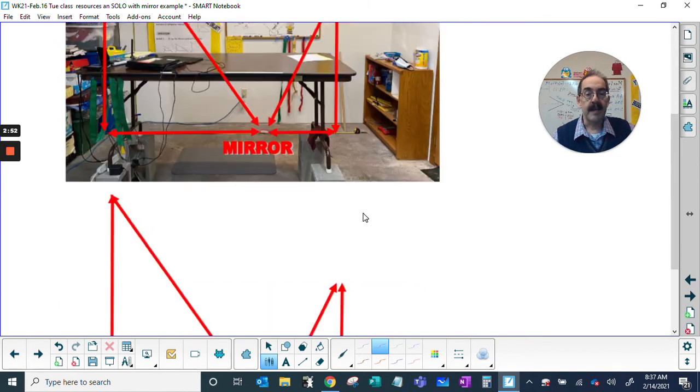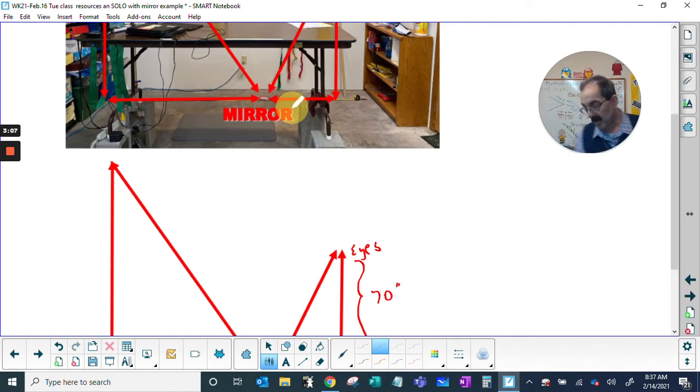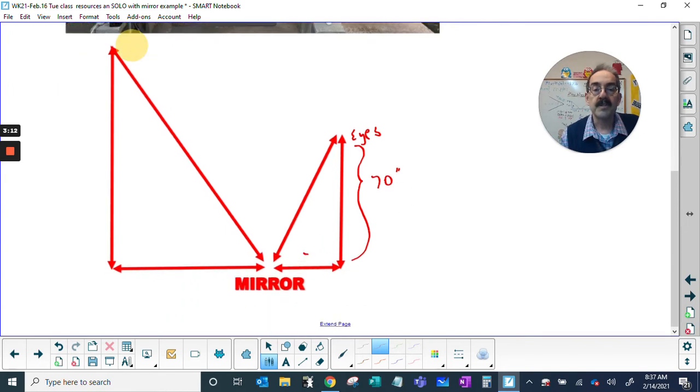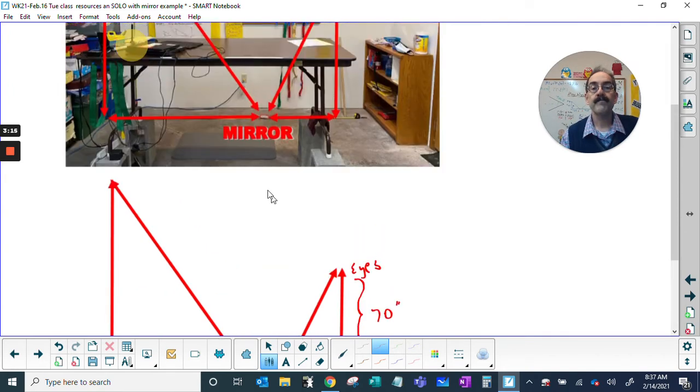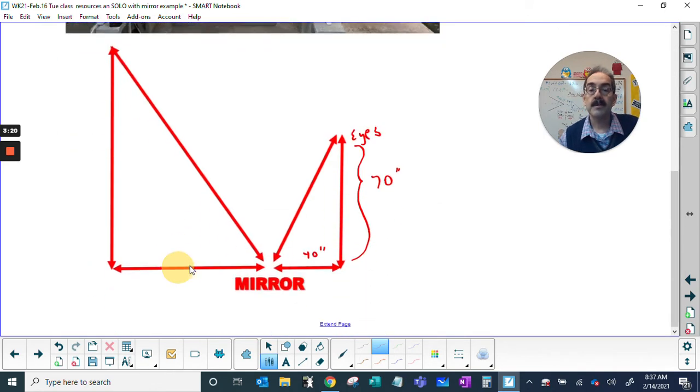I'm standing. My eyes. I'm 6 feet tall. So that's 72 inches. We're going to use 70 inches for my eyes to the mirror. The distance to the mirror using the measuring tape is 40 inches. Okay. From the mirror to a line drawn straight down from that red bucket turns out to be 70 inches. Now I can calculate how high off the ground the bucket is.